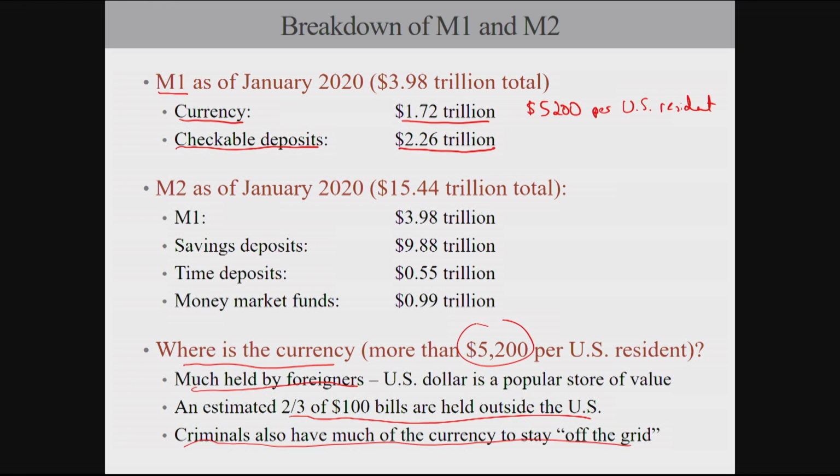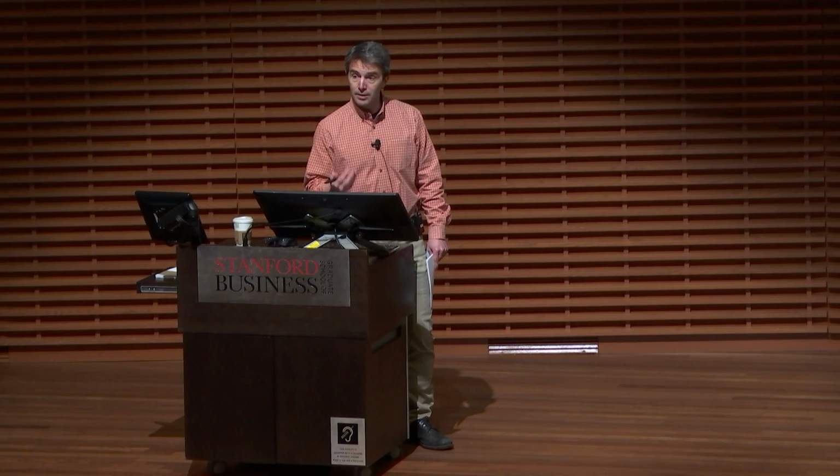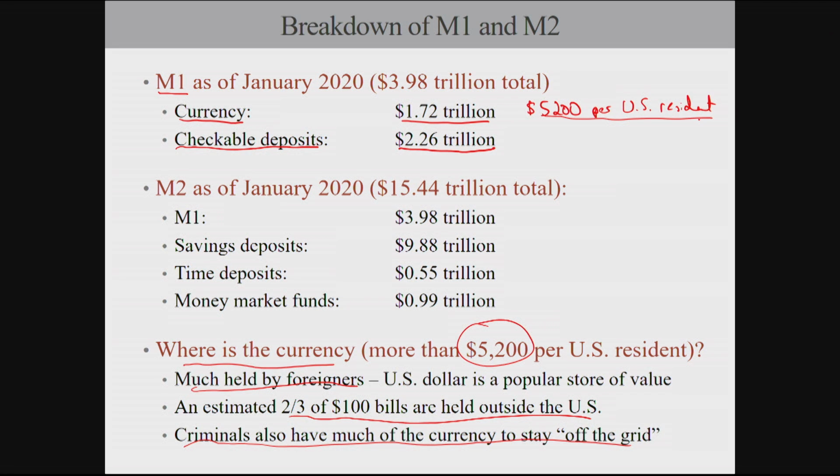And for some amount of time, as things like PayPal and Venmo were growing, a lot of people predicted that currency would become less and less important. People would carry less cash. But what we've seen is this amount has been going up really rapidly over time, the amount of currency in circulation.